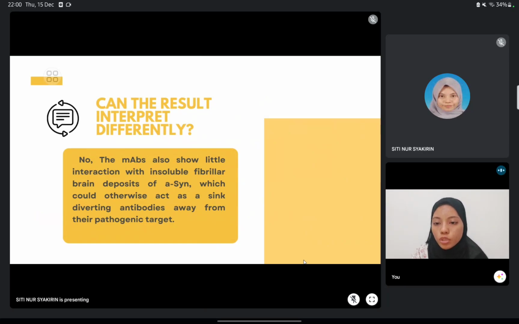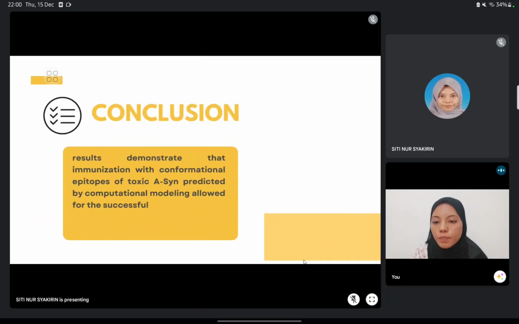So what are the conclusions? The conclusion is that the results demonstrate that immunization with a conformational epitope of toxic alpha-syn, predicted by computational modeling, allowed for the successful generation of highly selective MABs capable of inhibiting the seeding activity and neurotoxicity of pathogenic alpha-syn while avoiding detrimental interaction with normal monomers and physiological tetramers.